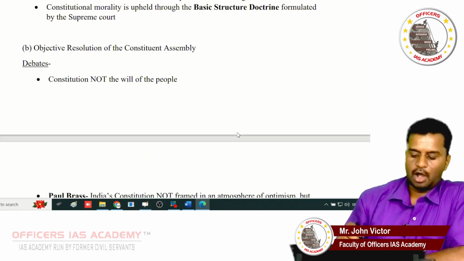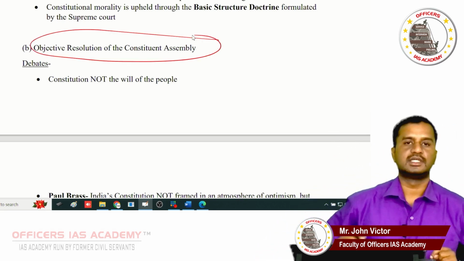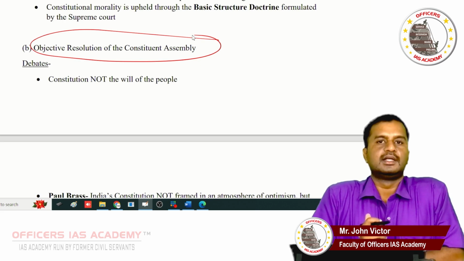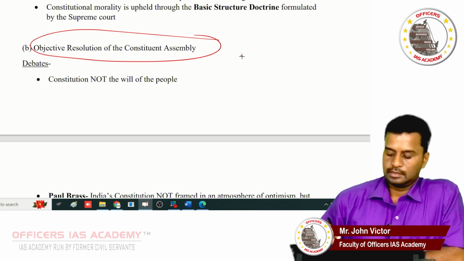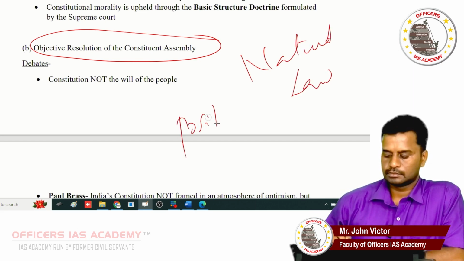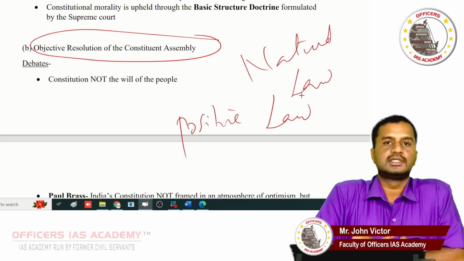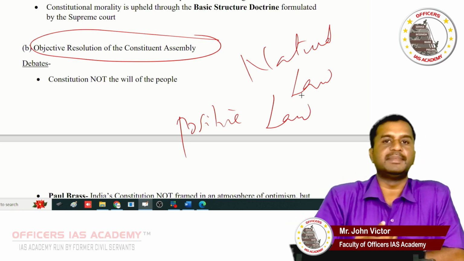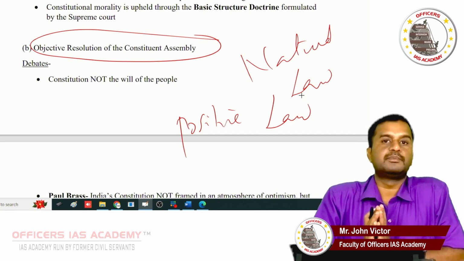Next question, question B, objective resolution of the Constituent Assembly. Rather simple question, but you have to touch the subject core in section A. There are two types of law, natural law and positive law. Natural law is based on the values and morals inherent in human beings. Positive law is man-made law. Okay, this is the difference between natural law and positive law.